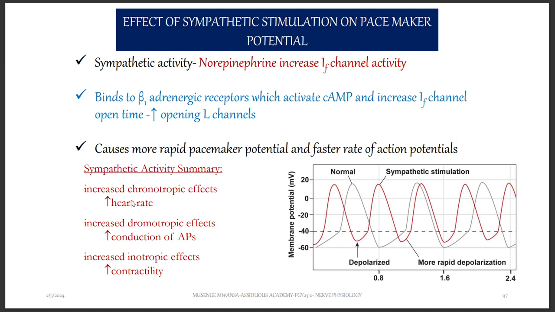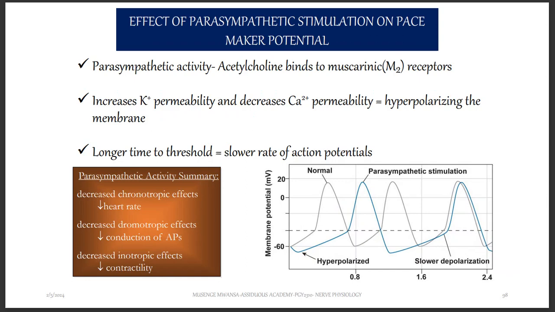We have got what is called increased chronotropic effect. Chronotropic effect just means that there's going to be increased heart rate if there is sympathetic activity. Think of you are running. And then there's also going to be increased dromotropic effect, meaning an increase in the conduction of action potential. That's dromotropic. There's also going to be increased effect of what is known as inotropic. Inotropic just means there's going to be increased contractility. So this is what happens when there is sympathetic activity.